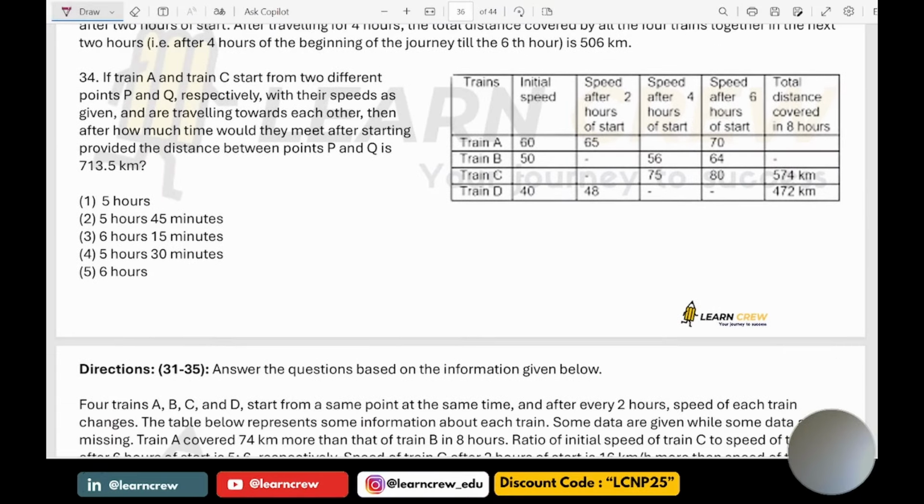34th question. If train A and train C start from the two different points P and Q respectively with their speeds as given, traveling towards each other, then after how much time would they meet after starting, providing the distance between the two points is 713.5? So distance traveled by A in 2 hours, 60 into 2, 120. C in 2 hours would be 70 into 2, 140. Now the distance between both the trains would be 713.5 minus the sum of these two, which will give you 453.5.